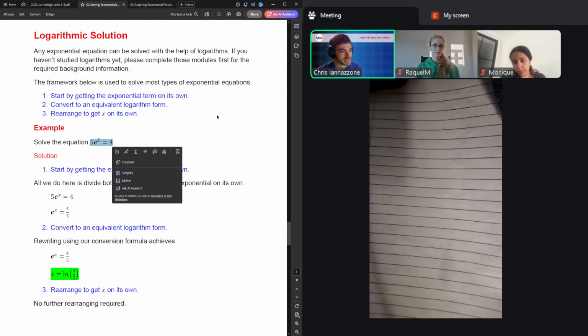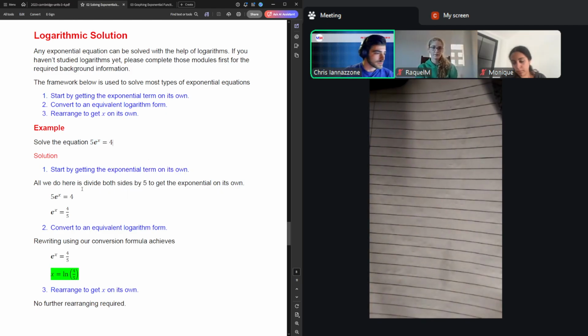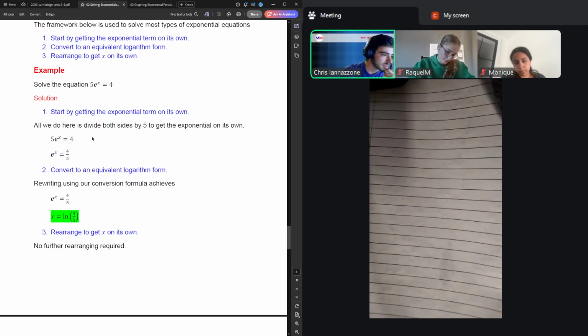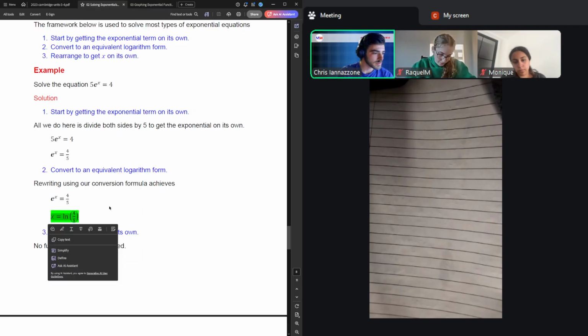We just have 5e to the power of x is equal to 4. First thing you want to do here is get the exponential on its own. So just divide everything by 5. Nice and easy. From there, there is a specific conversion you can do. We won't get into too many specifics on exactly what that looks like, but essentially what you're doing is rearranging each of the terms in the equation to get the x on its own. What you'll see in the next couple of weeks will be the relationship between exponentials and logarithms and how you can convert between the two.